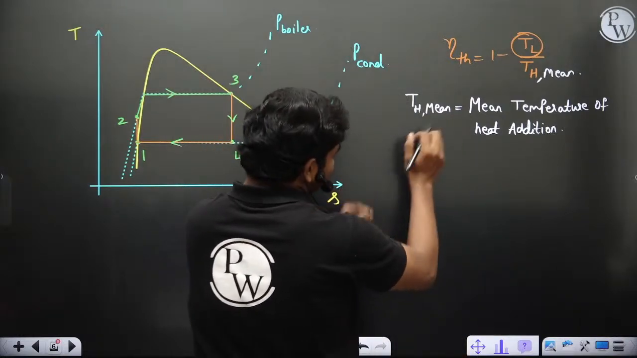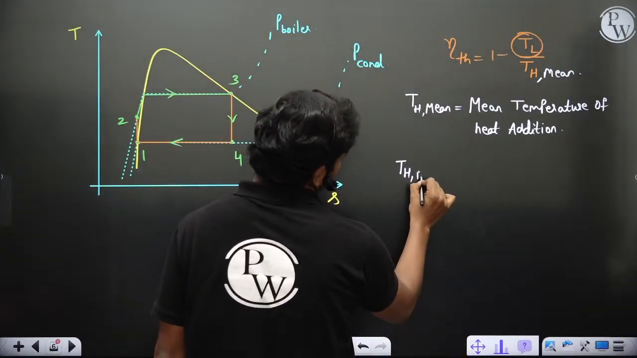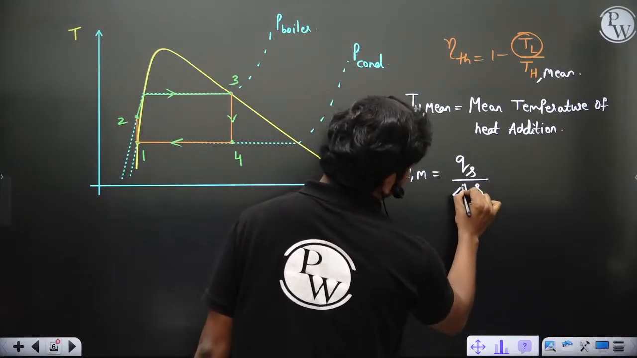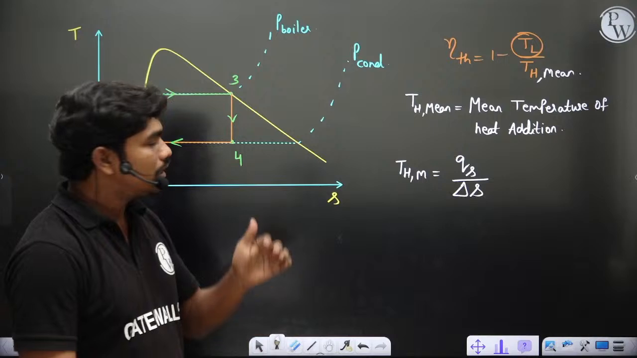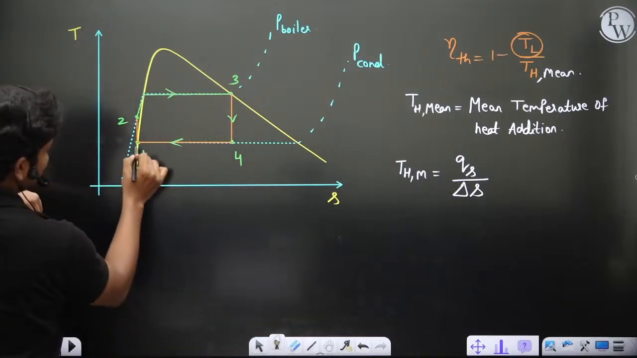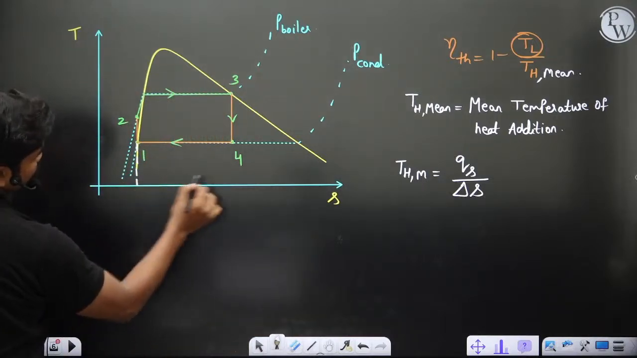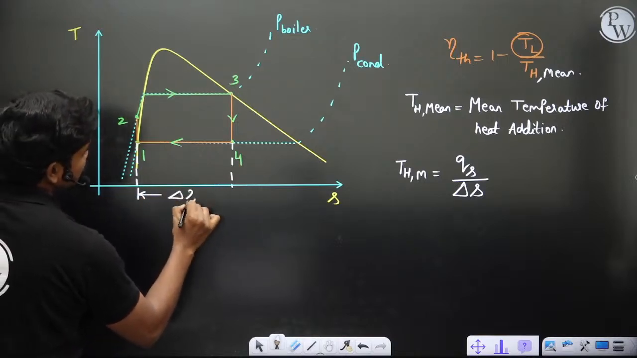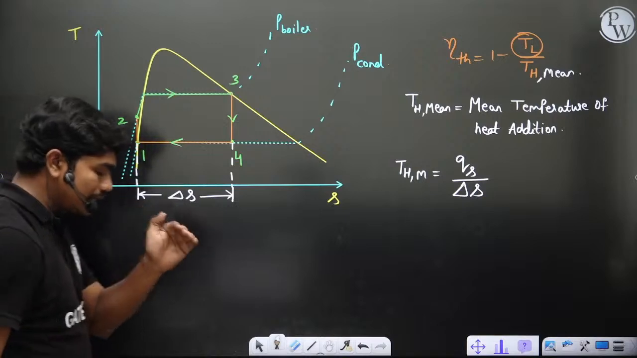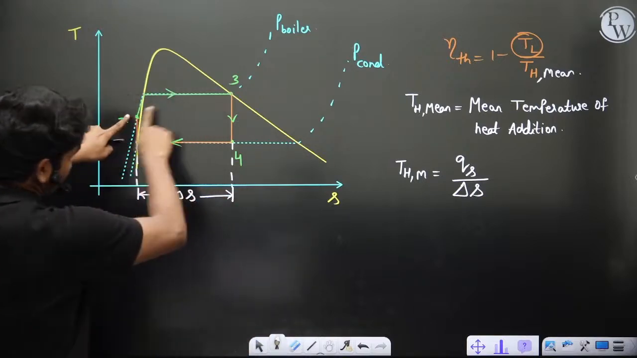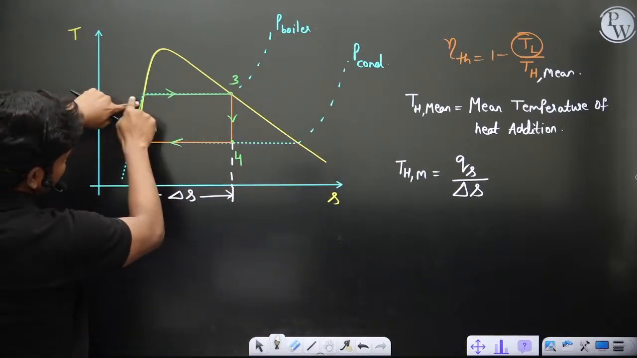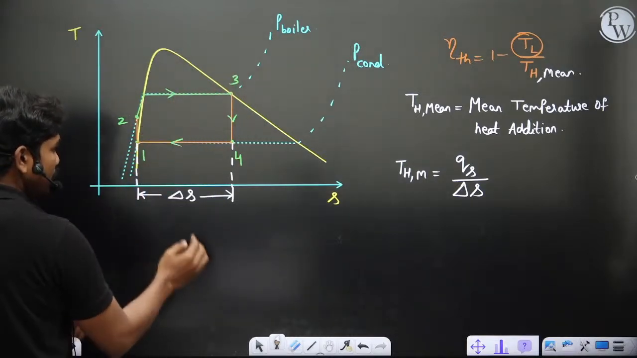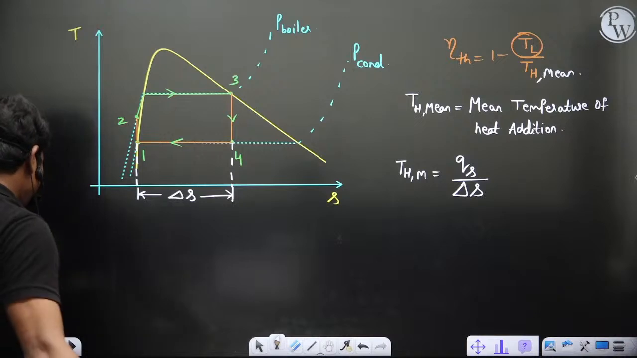So how do we calculate T_H mean? First of all, T_H mean is equal to heat supplied divided by the same amount of entropy change. Let's say in this process 2 to 3, this is the entropy change, delta S. If this is your delta S, then the mean temperature of heat addition is that constant temperature of heat addition such that the area under the curve 2 to 3 remains the same.